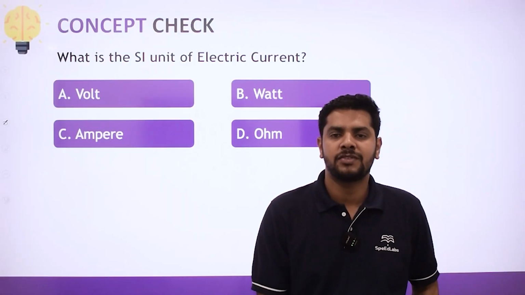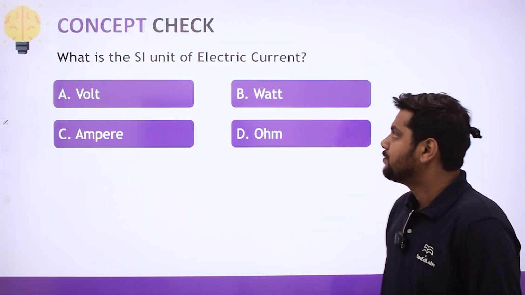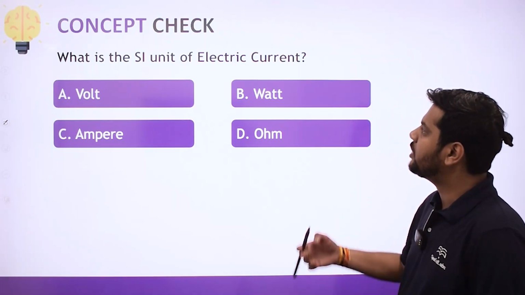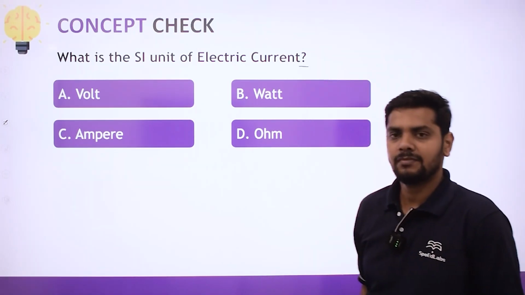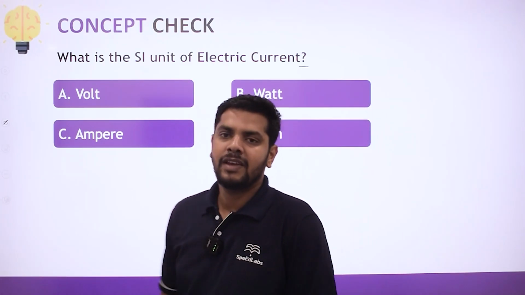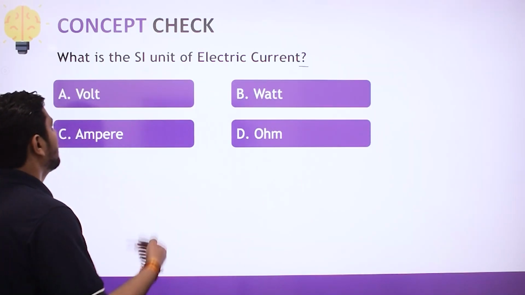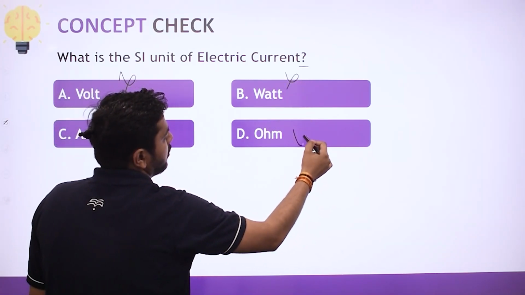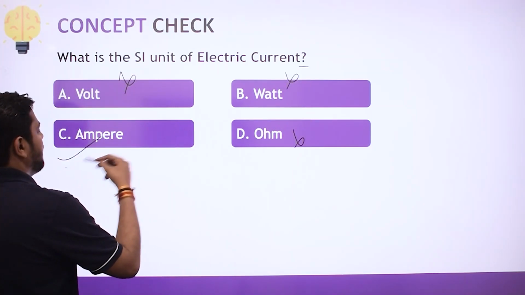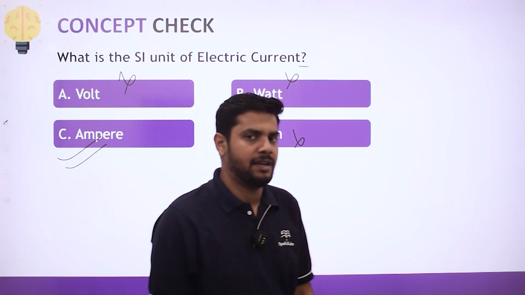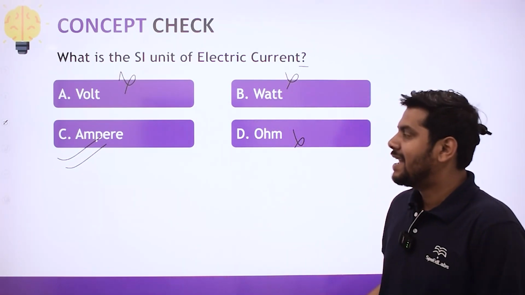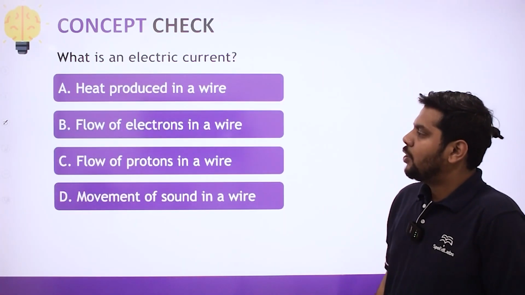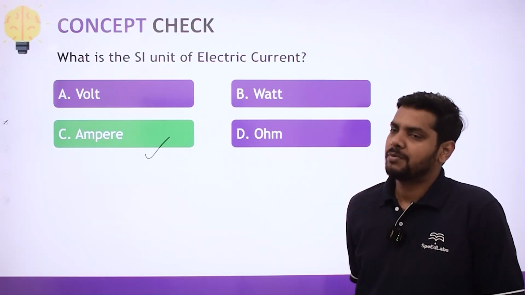Let's check how much we have learned today. So see, this is your concept check number 1. What is the unit of electric current? Very simple question, right? We have just learned about this. Volt, no. Watt, no. Ohm, no. So your correct option will be option number C, ampere. Ampere is the SI unit of electric current. So option number C is the correct option.